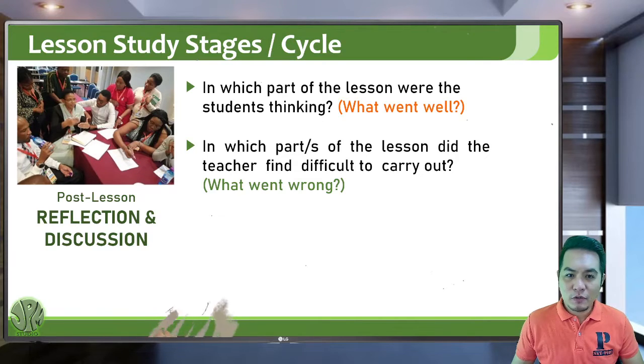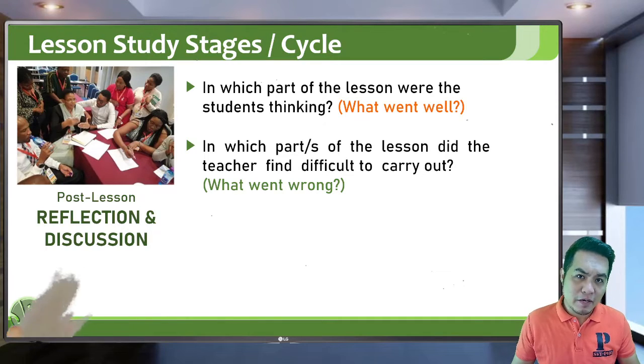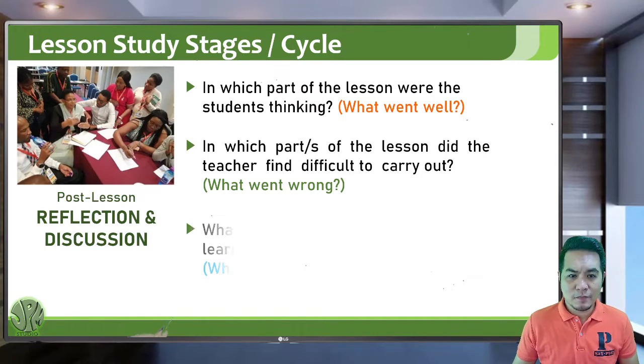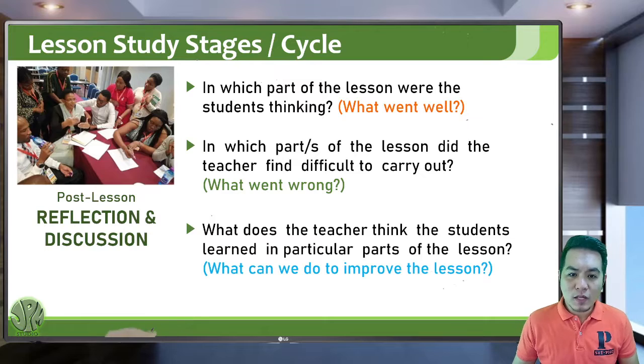So basically, you're asking what went wrong. Why did the teacher have difficulty in carrying out that part of the lesson? And you may also ask, what does the teacher think the students learned in the particular parts of the lesson? And basically, you're asking, what can we do to improve the lesson? So these are just the basic questions that you need to reflect and ponder during your post-lesson reflection and discussion, the third stage of the lesson study.